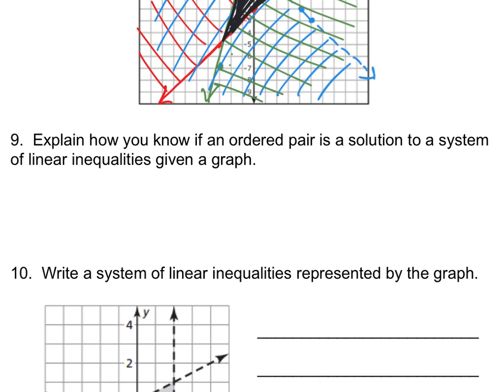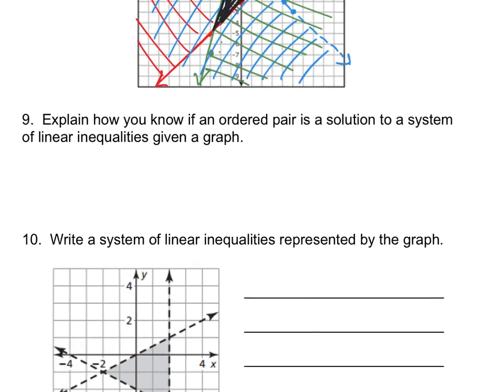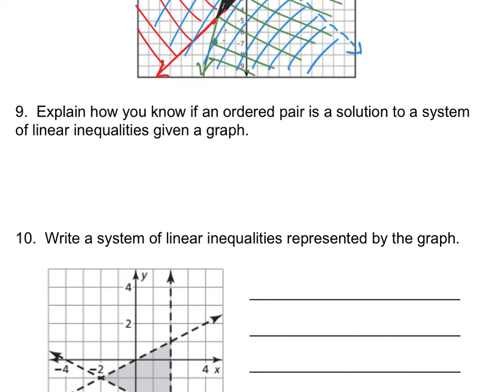So let's write a little bit. Explain how we know if an ordered pair is a solution to a system of linear inequalities given a graph. So remember, this is the one where we are given some graph and we have two inequalities. I'm just throwing something out here that looks something like this. How do you know if an ordered pair is a solution to this system?